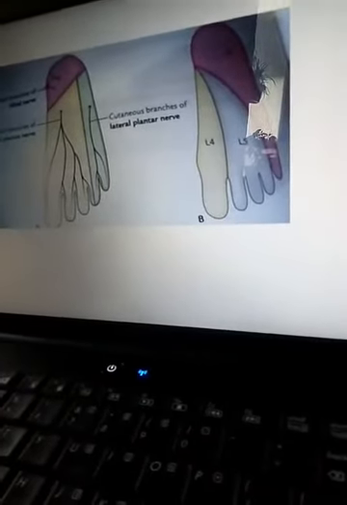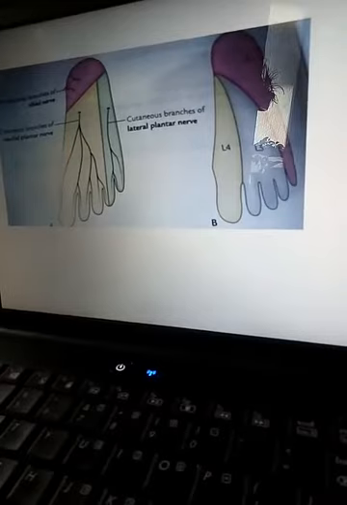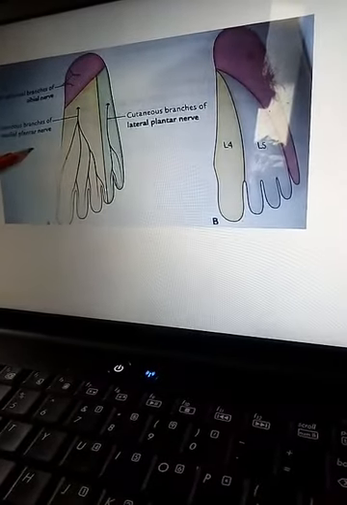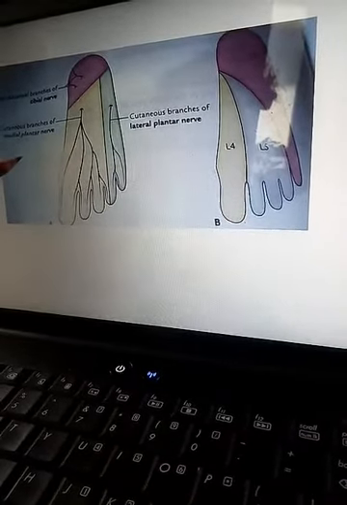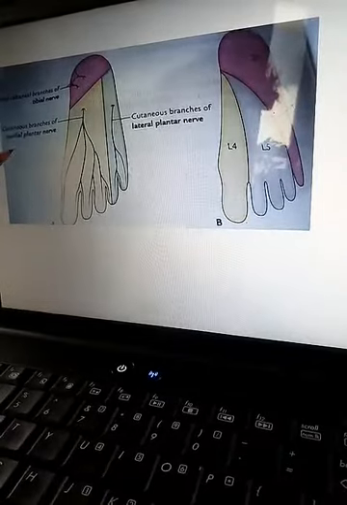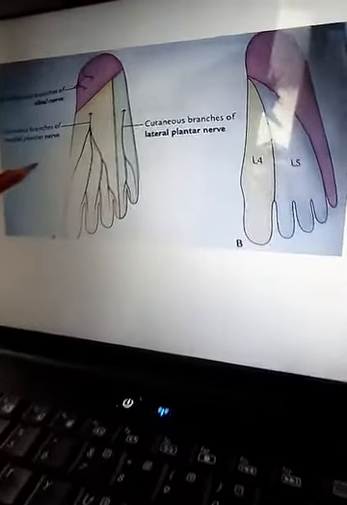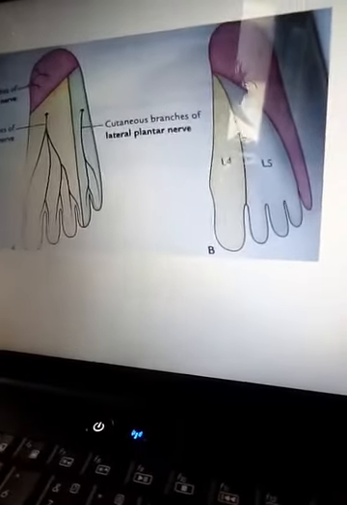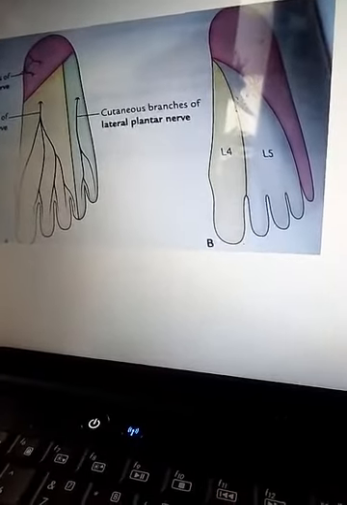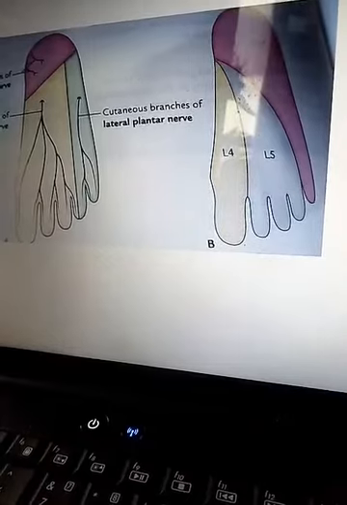Now, today's topic is the sole of the foot. The part of the foot that meets the floor is termed the sole of the foot. The structure of the sole of the foot is similar to that of the palm.